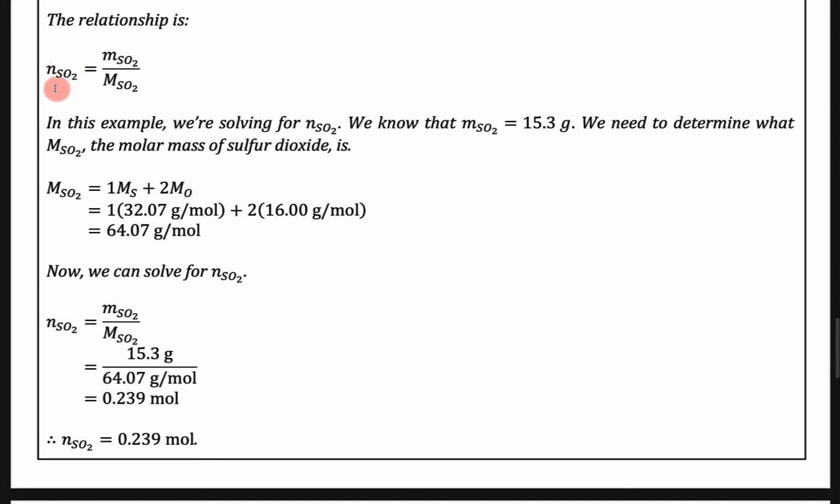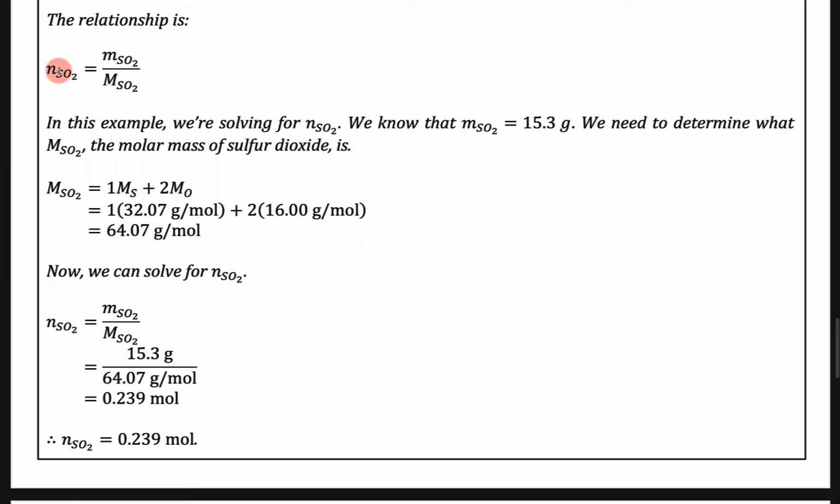So we're looking for this variable, the number of moles. That number of moles is equal to the mass over the molar mass. Now we know the mass, that is given. We know that the mass is 15.3 grams. To solve this problem then, we need to determine what the molar mass of sulfur dioxide is. So once we know that molar mass, we're in a position to calculate what the number of moles is.